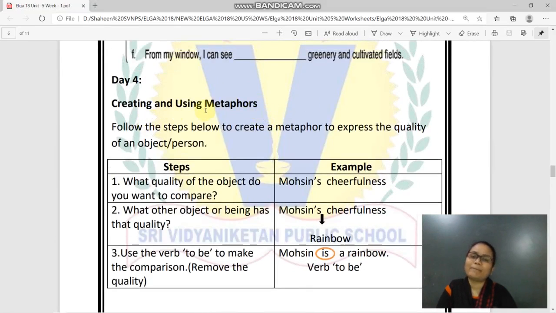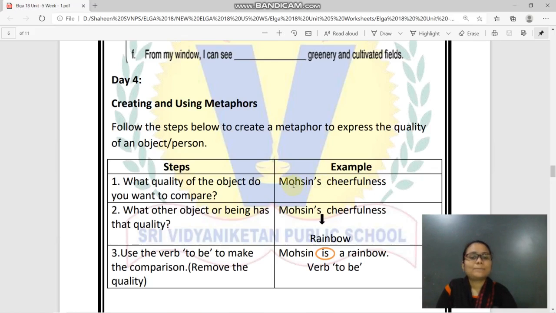Creating and using metaphors. So follow the steps below to create a metaphor to express the quality of an object or person, children. So here are a few steps. Let us follow it, children. Step 1. What quality of object do you want to compare? So for this step 1, here is an example given for you all. How this step 1 can be used, you can see in this example.